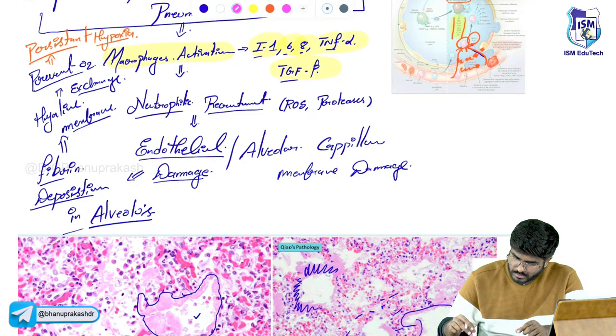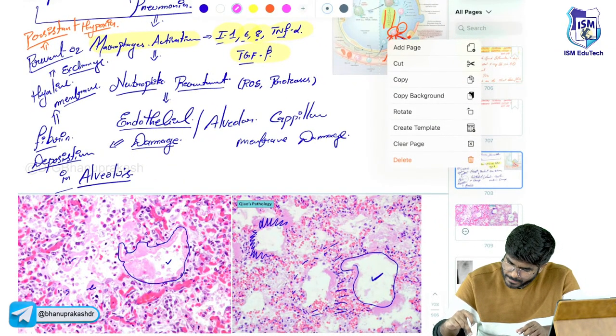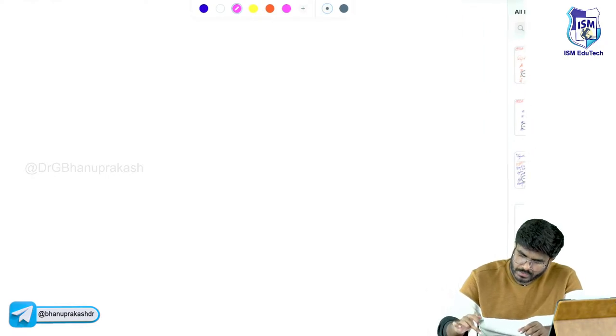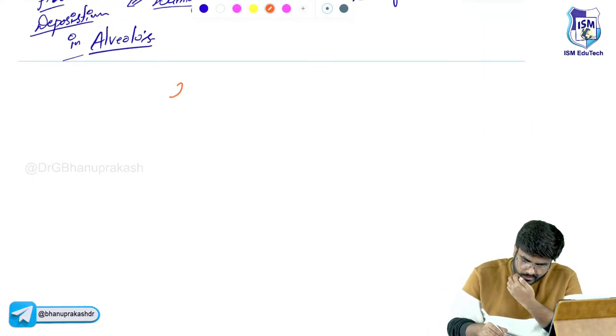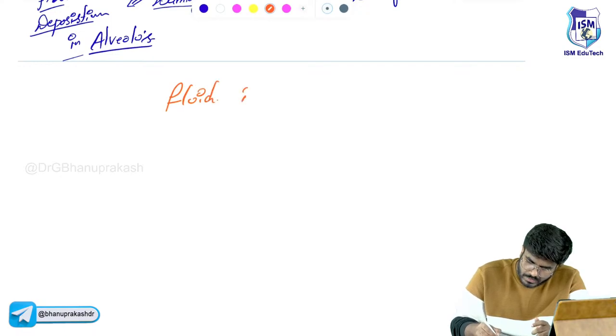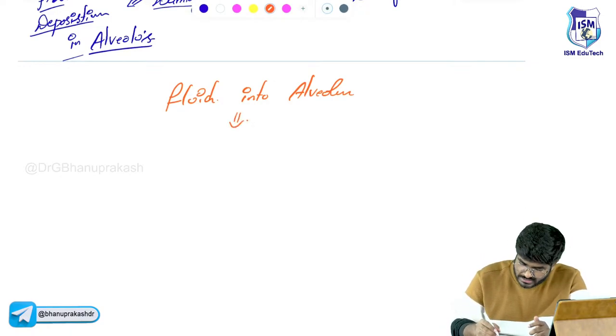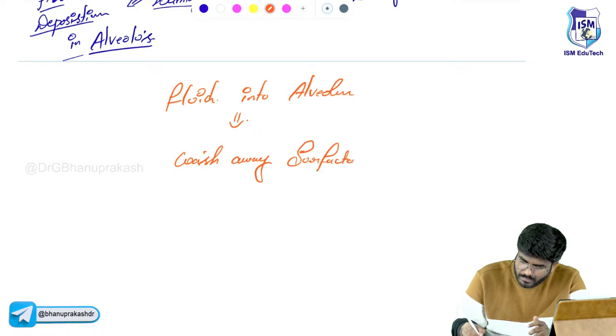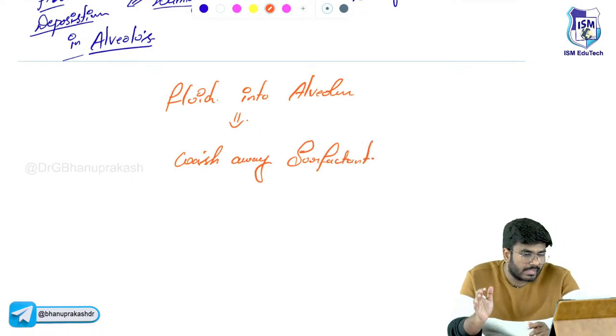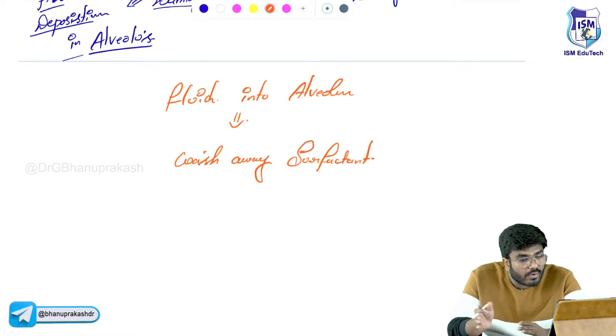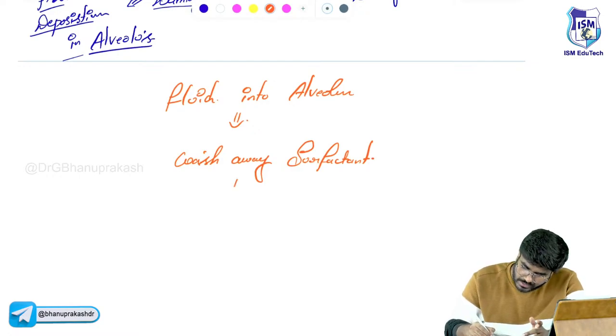Let me write here: fluid into alveolus. Now what is this fluid going to do? This fluid will wash away the surfactant. So when the surfactant is washed away, what happens to the surface tension? Surface tension increases.